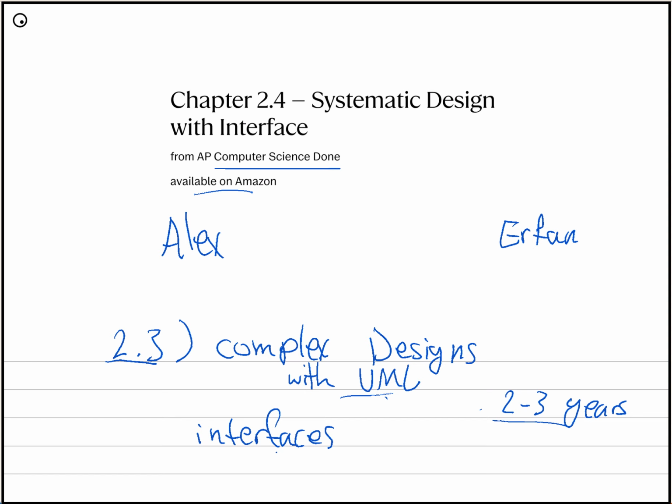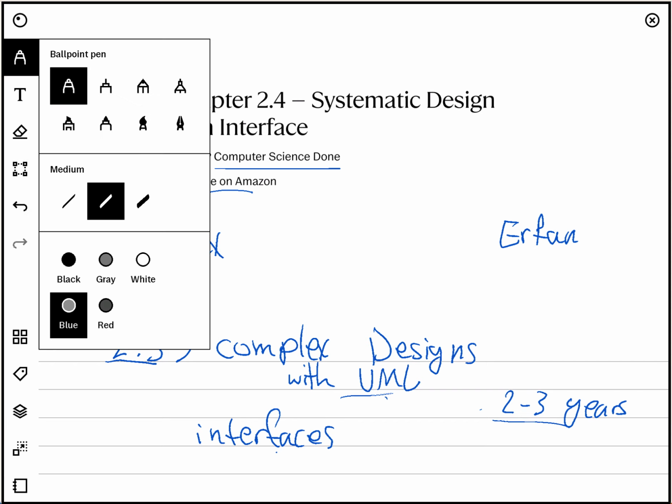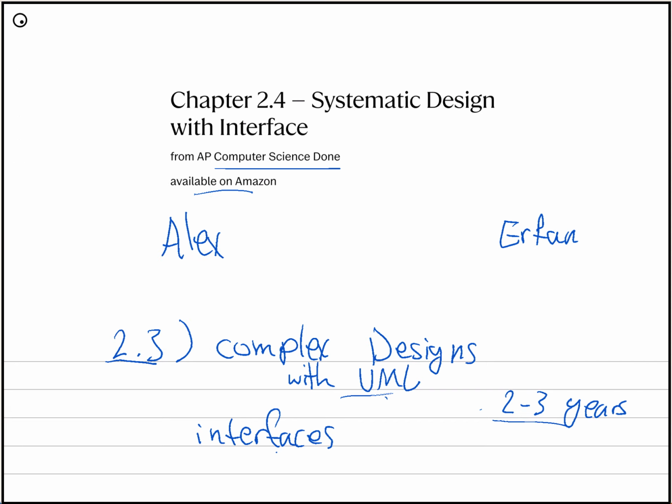Excellent. In that case, let's get started with chapter 2.4, which is super exciting. This is another design concept, and we're trying to focus on what makes a great programmer, someone who is absolutely fantastic, versus someone who is just good or mediocre.